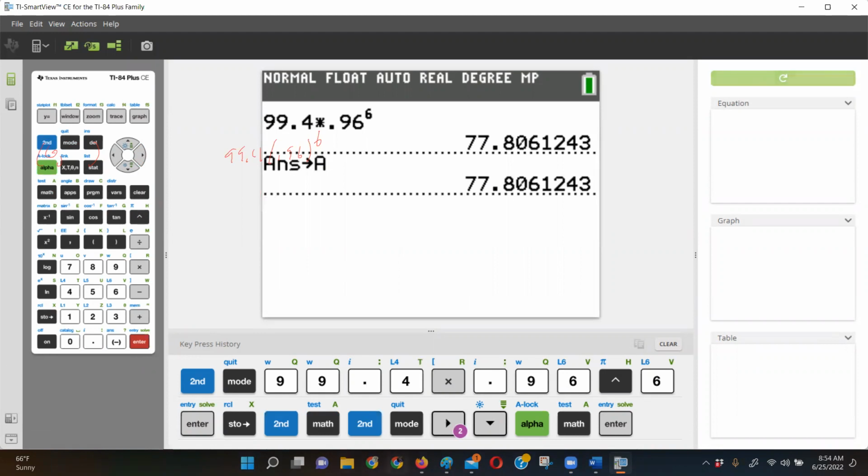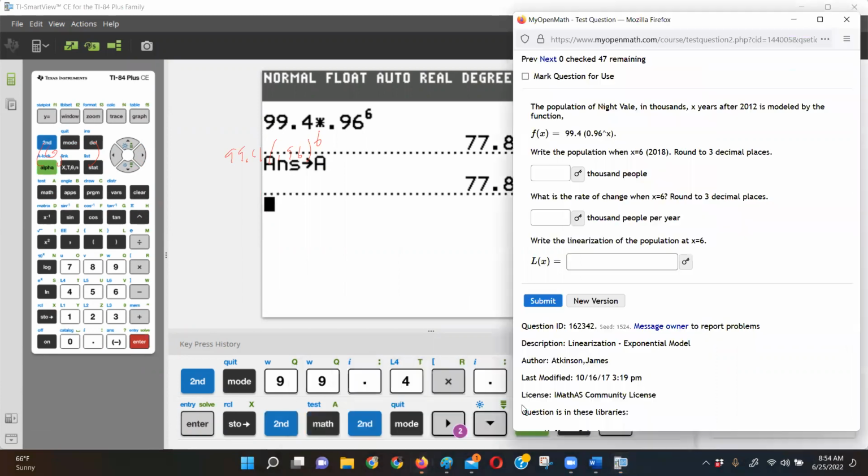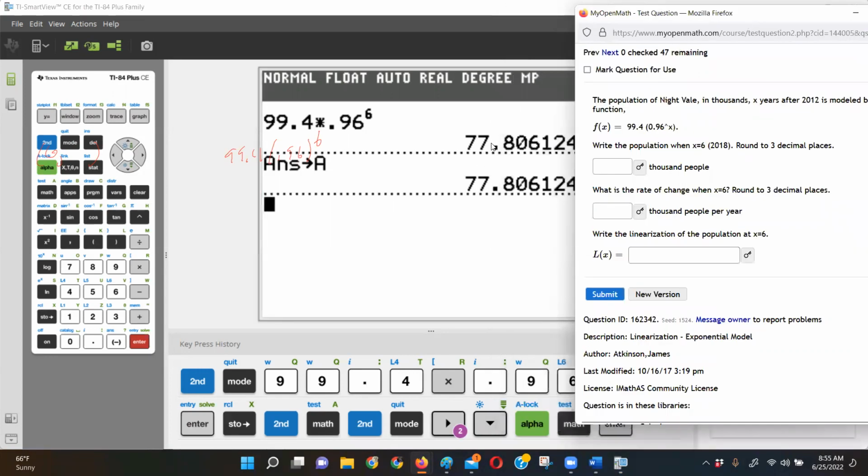So let's come back here to my OpenMath. Let's see where I want to go here. I think I'm going to say 1,000 people. This is in thousands. Okay, round to 3 decimal places. Let's see what my OpenMath wants. I would say 77.806. Is that, what do they say? Oh, see, they want more.